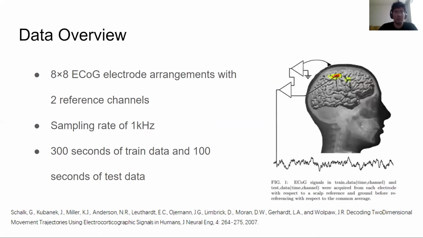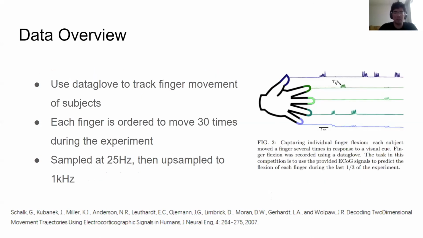First, we'll have an overview of the data. The ECoG data is collected with an 8x8 electrode arrangement with two reference channels. The sampling rate is 1 kilohertz, and we have 300 seconds of train data and 100 seconds of test data. Next slide, please. The finger movement data is collected using a data glove. Each finger is ordered to move 30 times during the experiment, and it's sampled at 25 hertz and then upsampled to 1 kilohertz. Next, please.